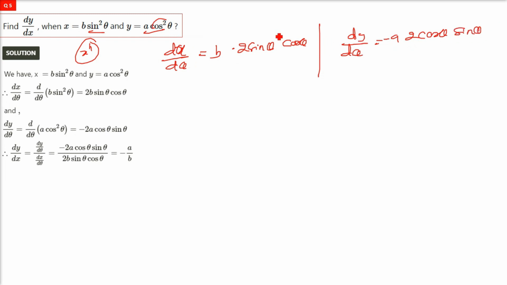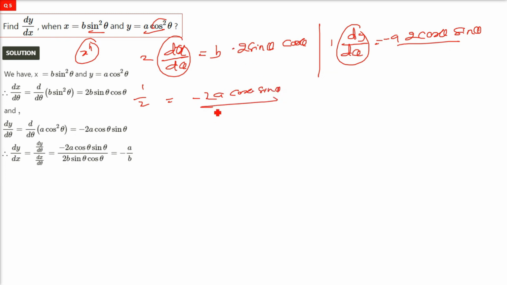Now we have to do dy by dx. What we have been doing up till now, same thing. So minus twice a cos theta sin theta first, and then in the denominator you will get twice b sin theta cos theta. So ultimately most of the things will get cancelled, and only minus or negative of a by b will remain, and that's your answer.